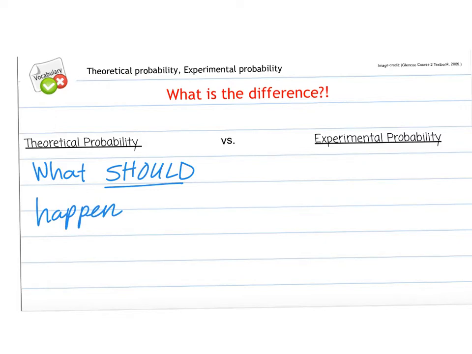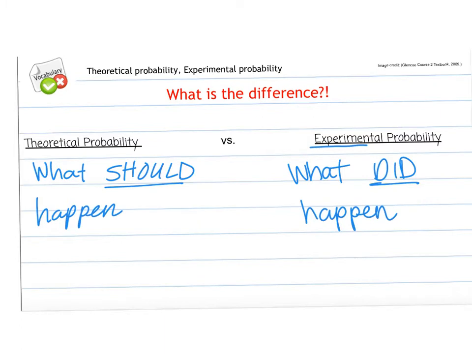Experimental probability, just like the word here has experiment, that means if we were to actually do an experiment of something, this is what did happen. Okay, so theoretical, in theory, what should happen? Experimental, in the experiment, what did happen? So make sure you have those written down.